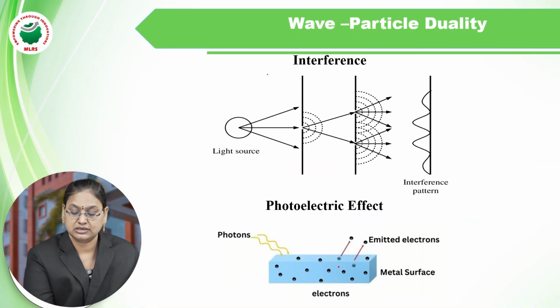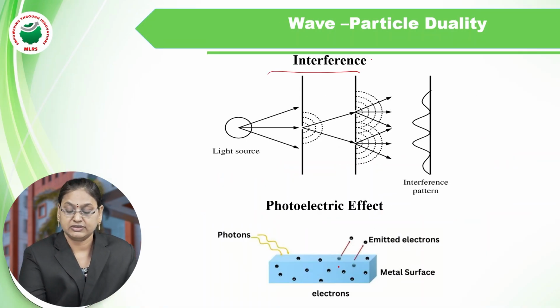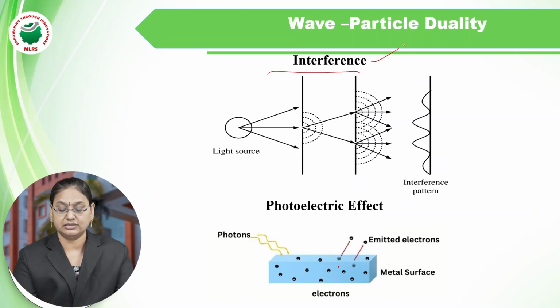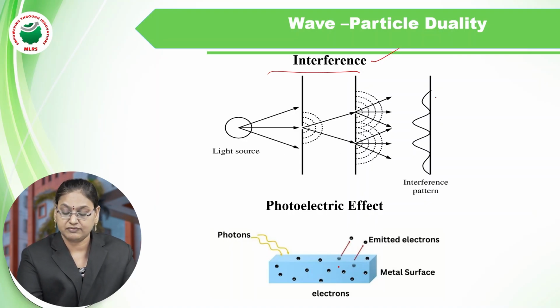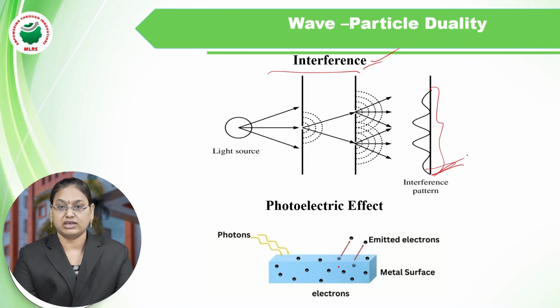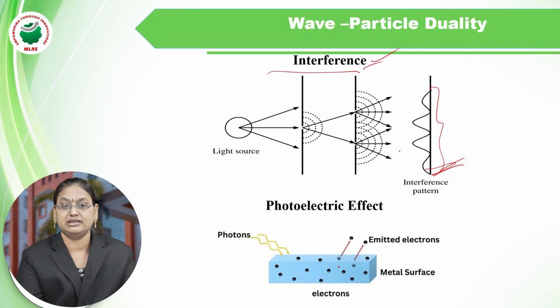See, in this figure, we can see that in the interference pattern, the radiation is having wave nature. Why? Because this experiment requires the presence of 2 waves at the same position at the same time.